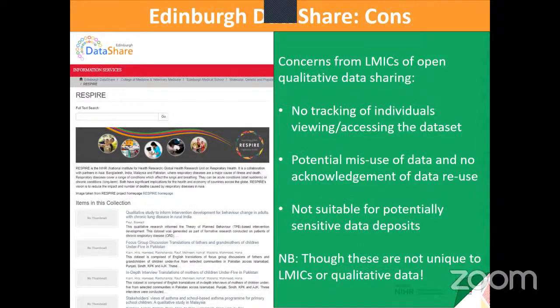So some of the concerns highlighted by our partners on openly sharing qualitative research data: there would be no tracking of individuals viewing or accessing the dataset, some potential misuse of the data and no acknowledgement for data reuse, and it not being suitable for sensitive data deposits. Although none of these are unique to low and middle income countries or even qualitative data, these concerns are real, especially because data depositing activities are relatively new for our partners and the local resources are limited.